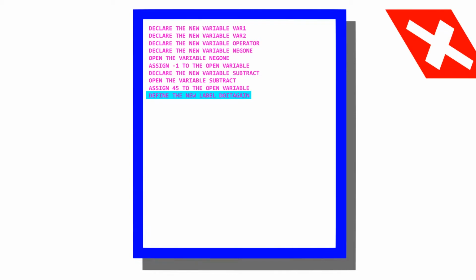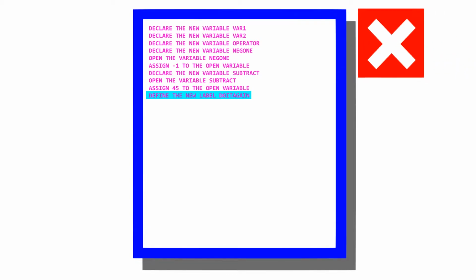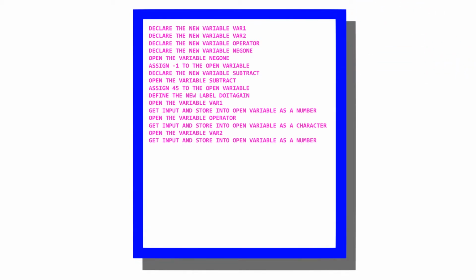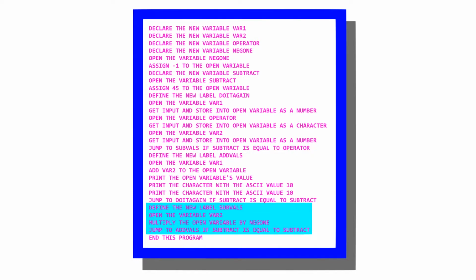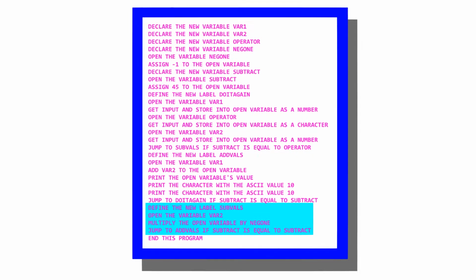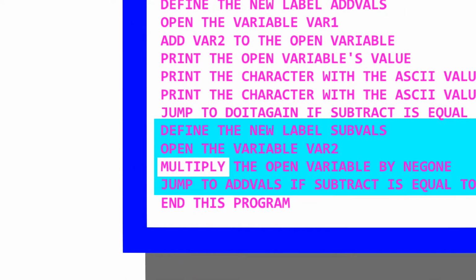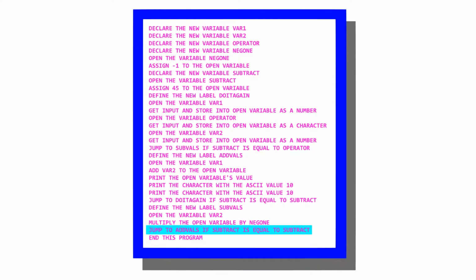Except, of course, closing the program. You could do that. Input is then accepted into the variables from the user as number, operator, number. If they want to subtract, we jump to subvals, where the second value typed is multiplied by -1. Oh, you can multiply in Uyjhmn, as well as add, but there is no subtraction or division. After multiplication, we jump to addvals, aka where we would have been if the user typed a plus.